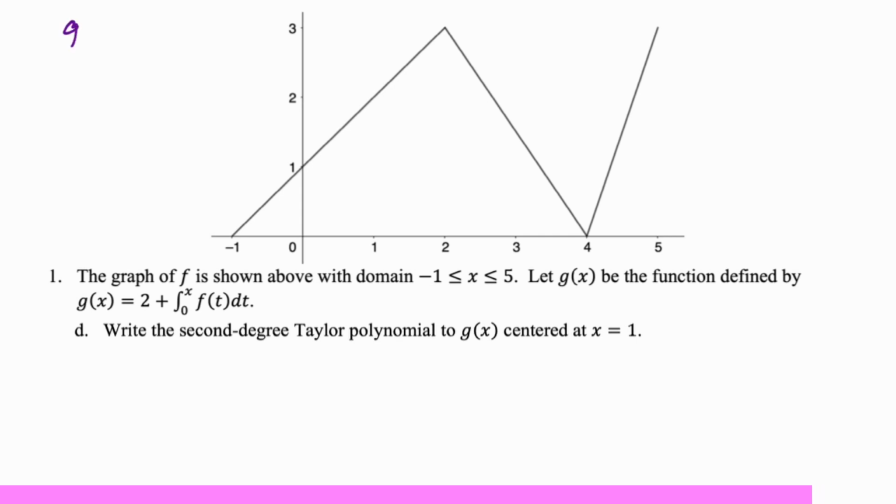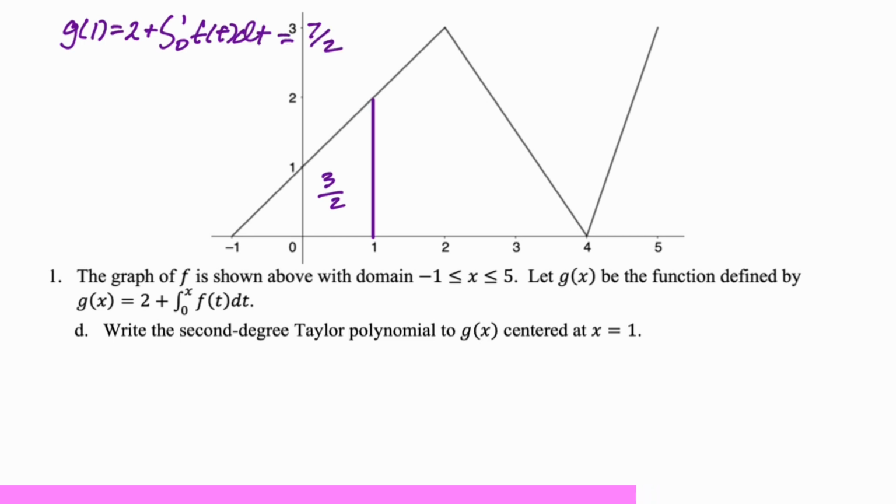All things we can find. G of 1 is going to be 2 plus the integral from 0 to 1 of f of t dt, which I think is probably not that bad to find. It's a trapezoid that is 1/2 times 1, and then 1 plus 2, right? So this is just going to be 3 halves. So that's our value there. But we're supposed to add 2. So 2 plus 3 halves, I should say, 7 halves.